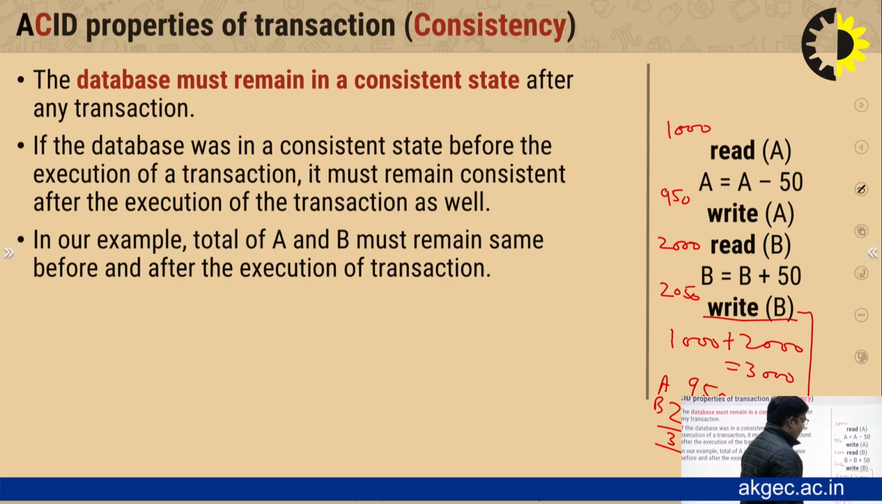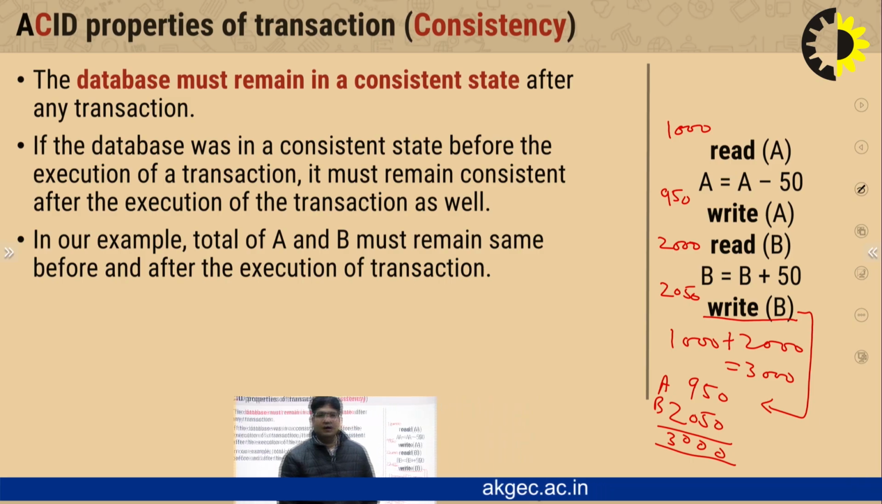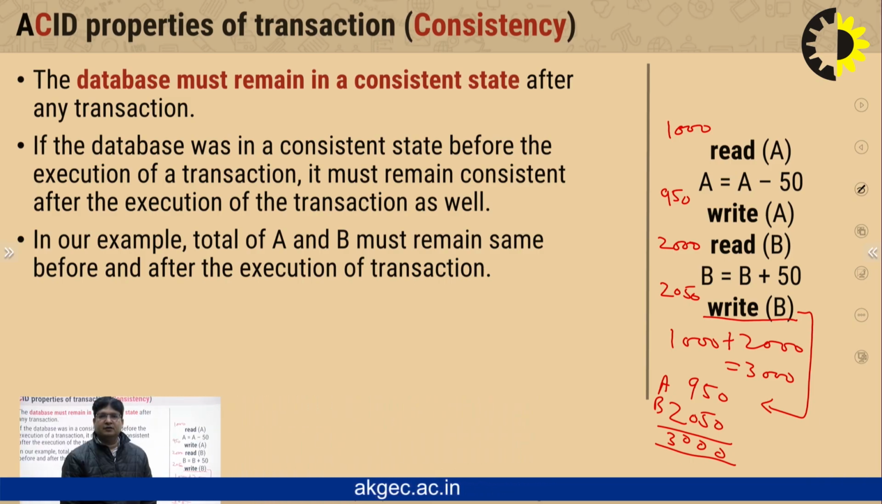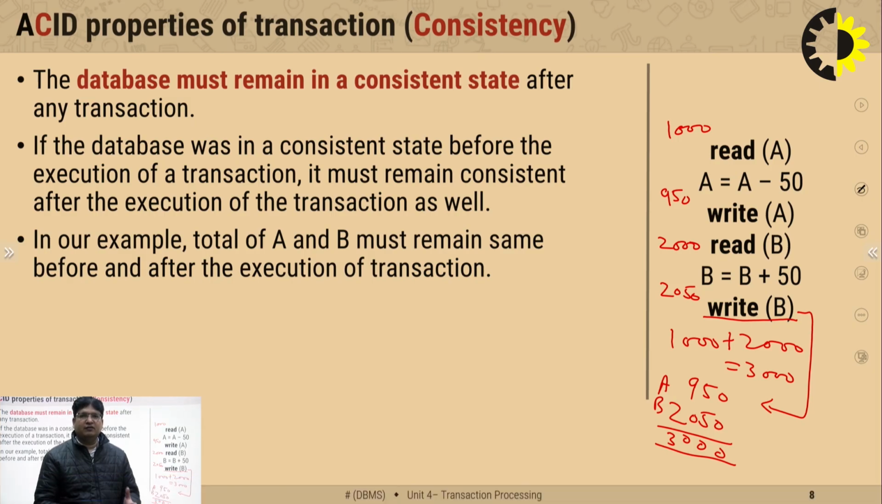Now we are checking the total value after the transaction and before the transaction. Before the transaction, the total value of A and B was 3000, and after the transaction, the total value of A and B is 3000. That is, the total remains the same. That is, the database is in a correct state. This is known as the property of consistency, which every transaction is supposed to maintain.